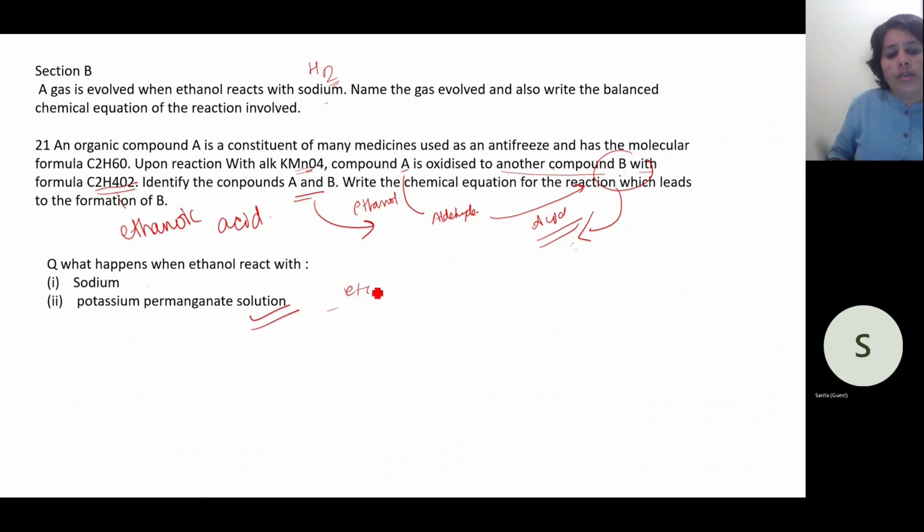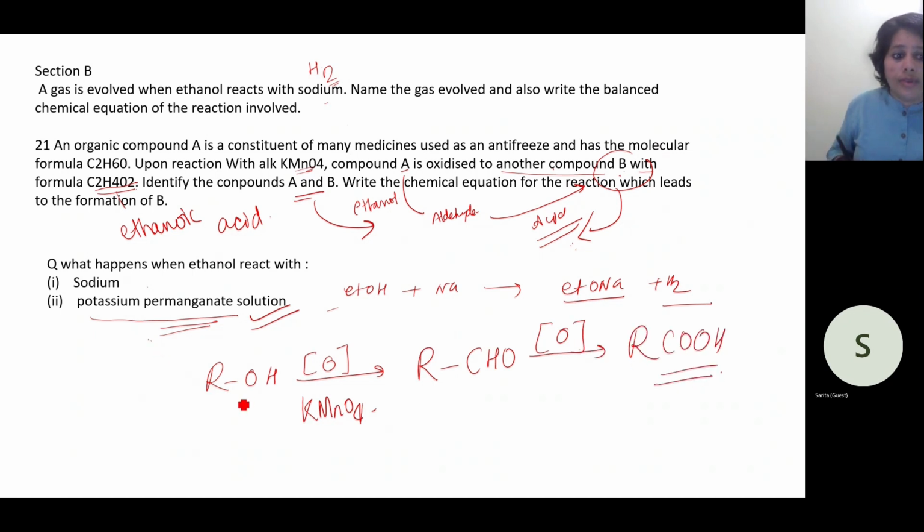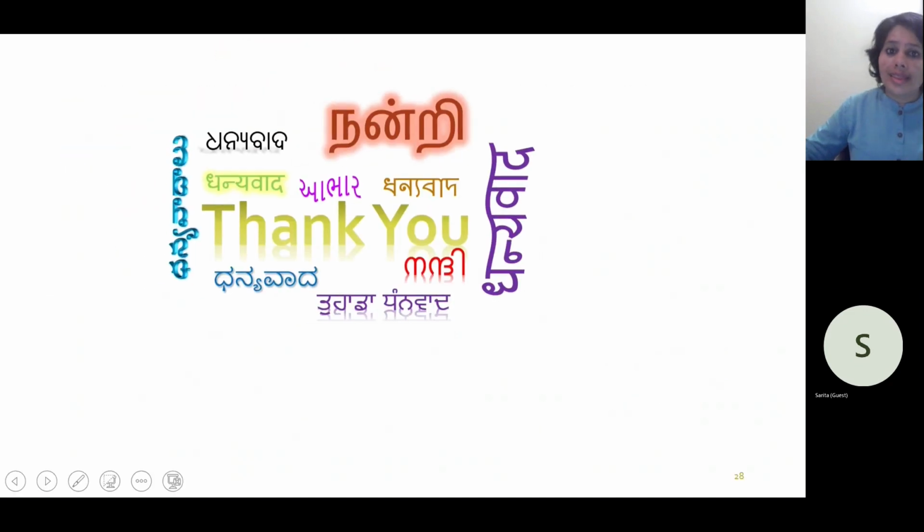What happens when ethanol reacts with sodium? Same thing. When ethanol, C2H5OH, reacts with sodium, we will get C2H5ONa plus H2, that means sodium ethoxide and hydrogen. With potassium permanganate solution, same thing. What happens? Alcohol on oxidation with KMnO4 will first always go to aldehyde. Again on oxidation it will change into carboxylic acid. So the final answer will be acid. Thank you very much.